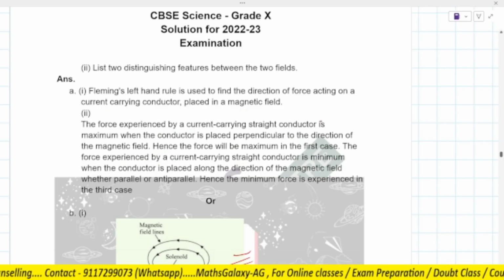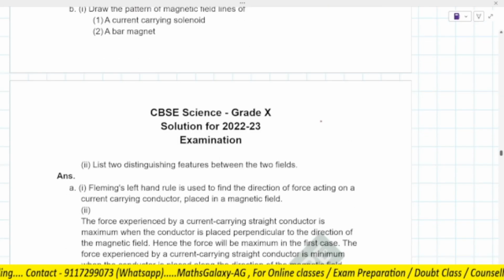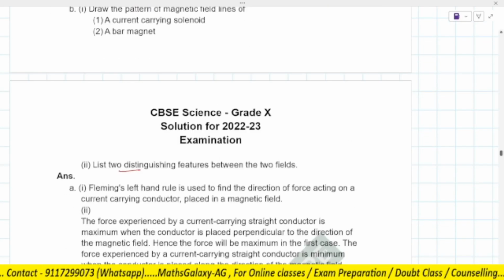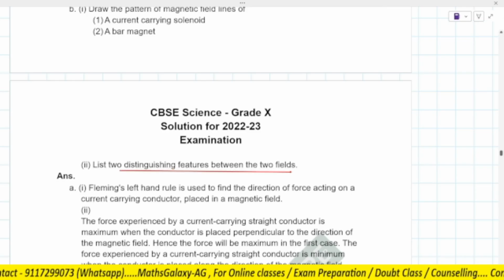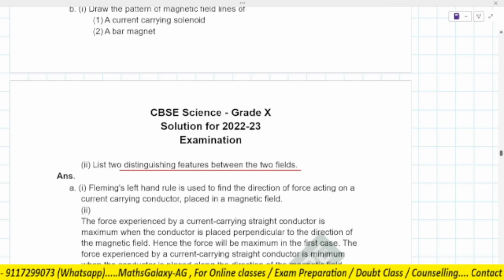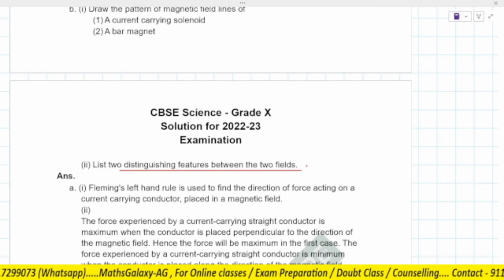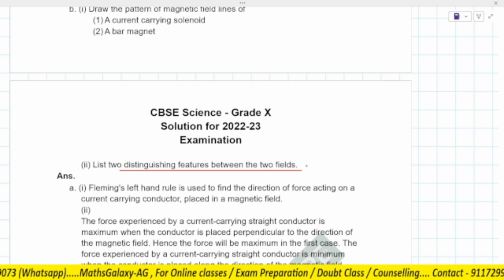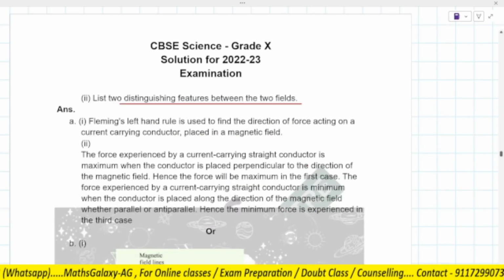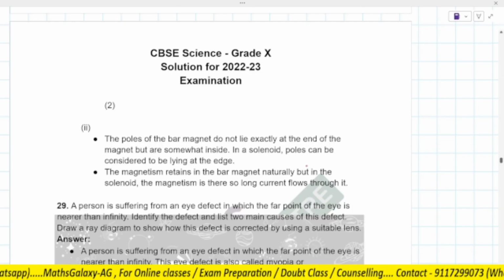I think it's question 2. It was question 2, that's why I am confused. Let's do the definition between the features of the two fields. Okay, so this is the difference.